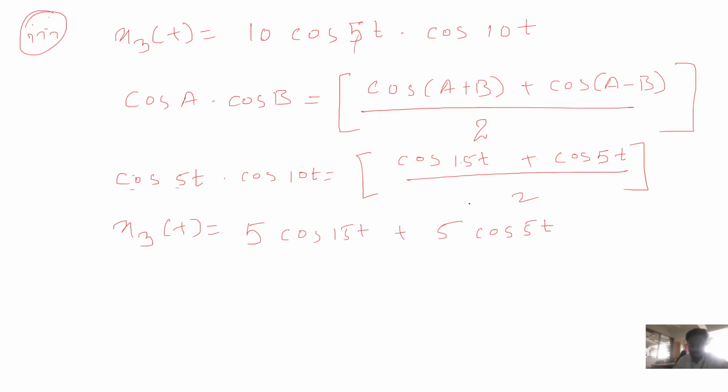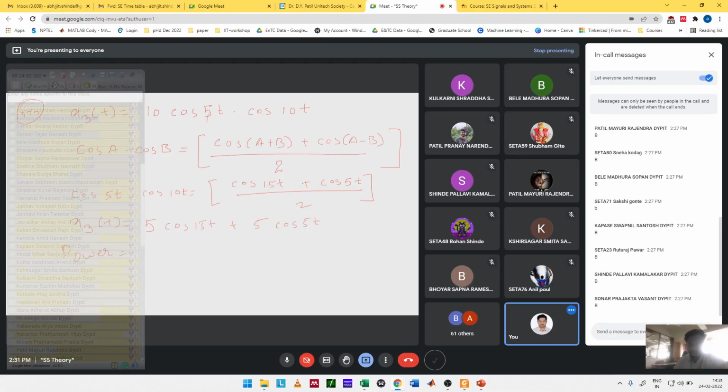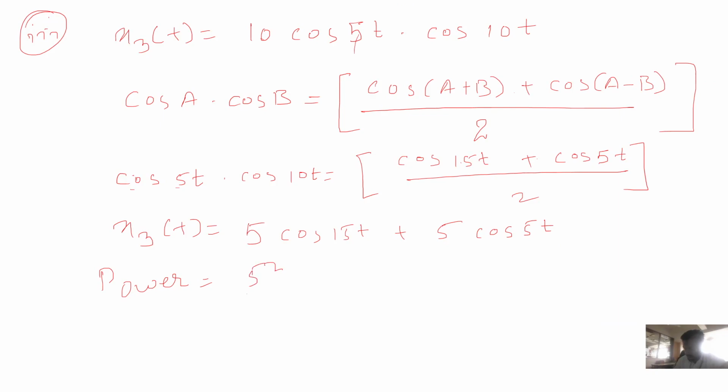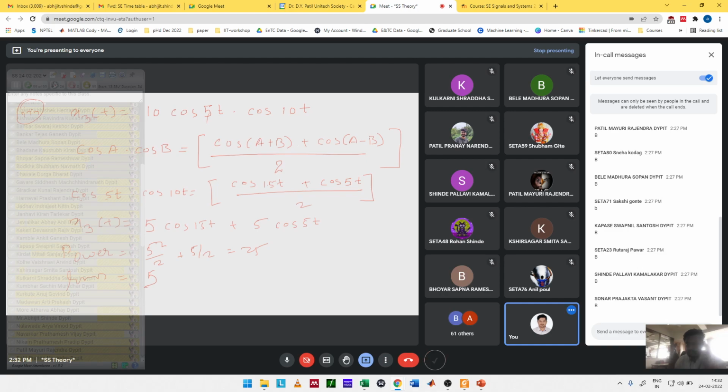10 divided by 2, I directly did over here. So can anyone tell me what will be the power of this? 25, because it is 5 square by 2 plus 5 square by 2, and therefore it is going to be 25. And what is RMS? 5. I hope this is clear to you. The square root of this was 5. Anyone who is confused, who is not understanding this, you can raise your hand.